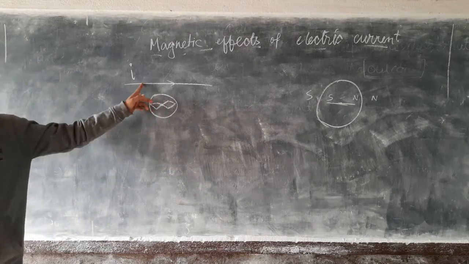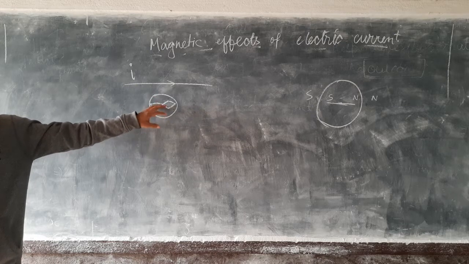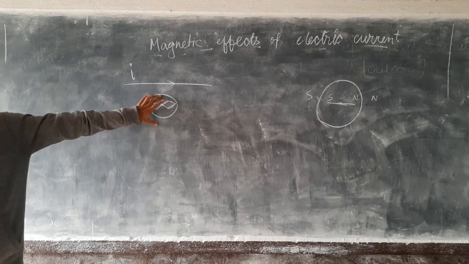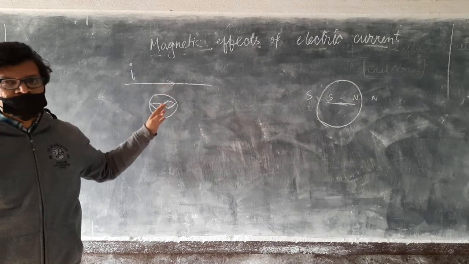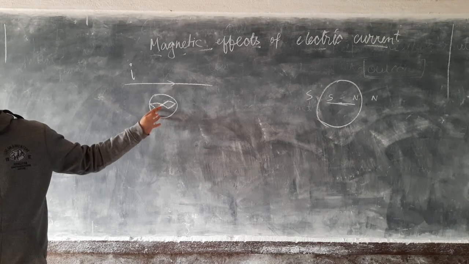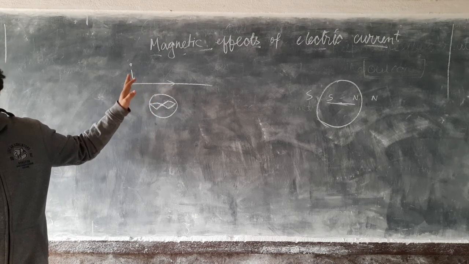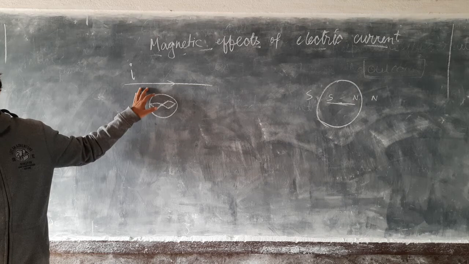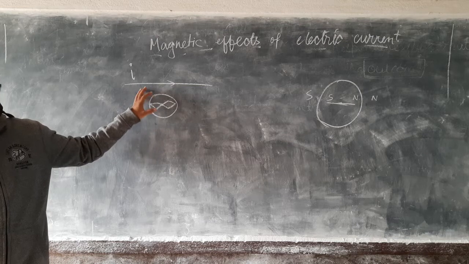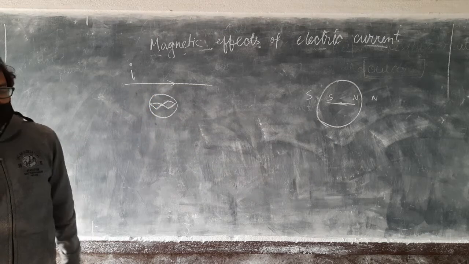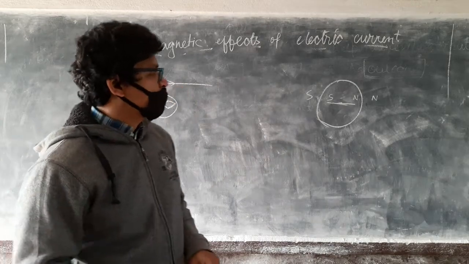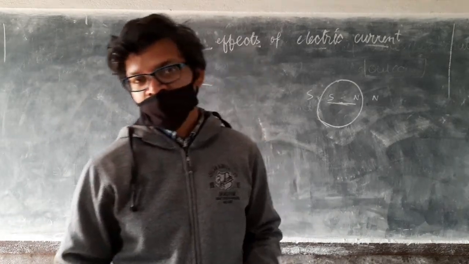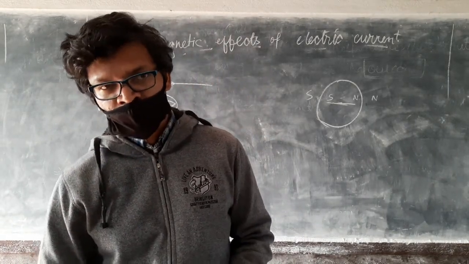When this current was switched off, the magnetic needle was not deflecting, and when it was switched on, only at that time the magnetic needle was deflecting. That means this current basically creates the magnetic field due to which it was deflecting. So this was the magnetic effect of electric current, and this was discovered by Oersted.